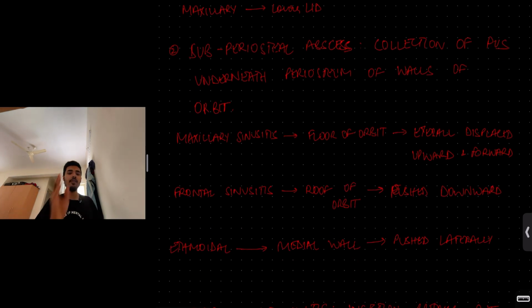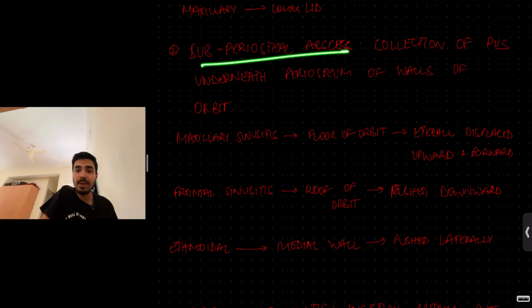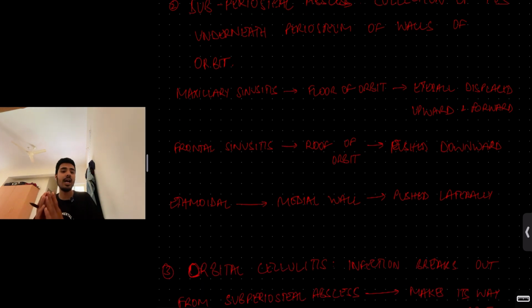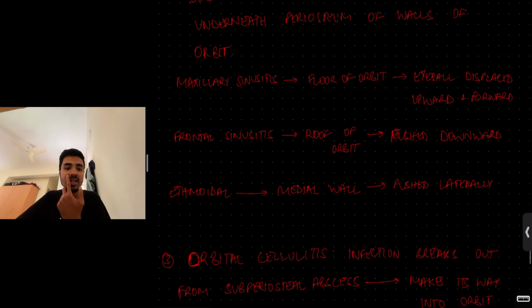Subperiosteal abscess. See, now here you have the bone, here you have the ethmoidal sinus, and here you have the orbit. Because of the infection going through the bone via the ethmoid veins, underneath the periosteum of the bony walls of the orbit, you can have an abscess, a pus collection, a subperiosteal abscess. Again, this will also push the eyeball. In maxillary sinusitis, the subperiosteal abscess will be in the floor of the orbit.